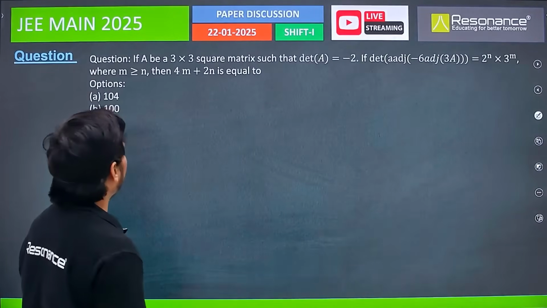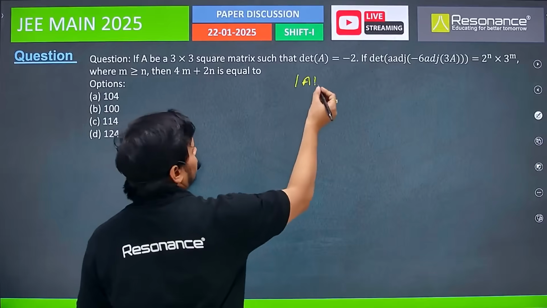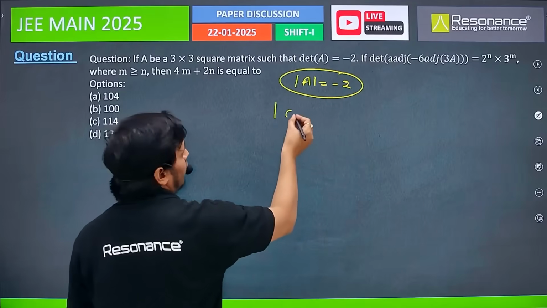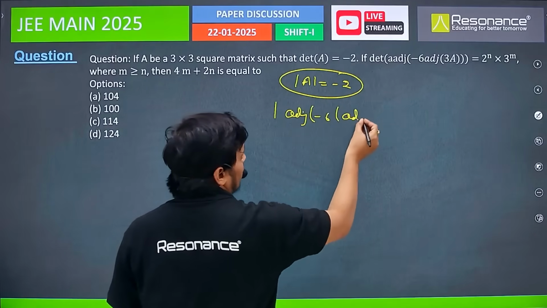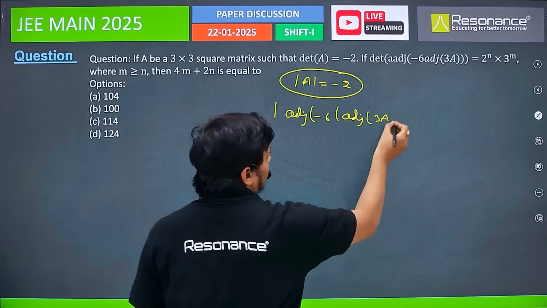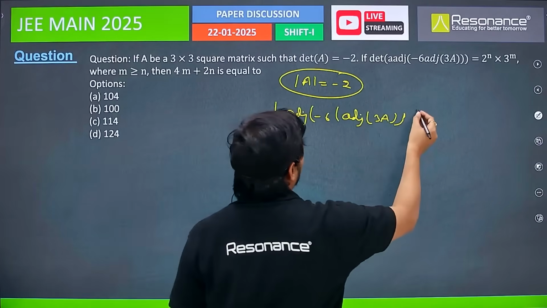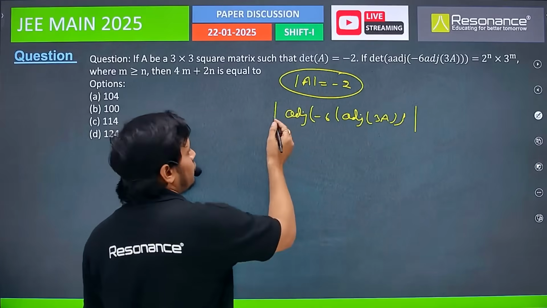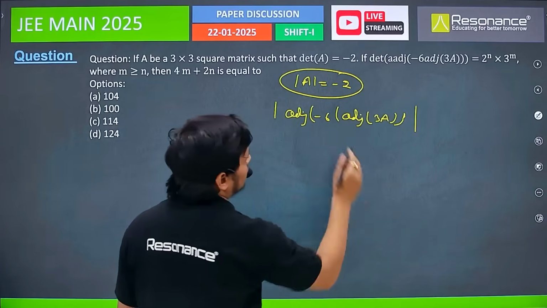Next question is, if A is a 3 by 3 square matrix such that determinant of A is equal to minus 2, and we need the determinant of adjoint of minus 6 adjoint of 3A. Okay, this value we need. By the way, this same kind of question came in your RSC also. So first, let me check I wrote the data correctly.